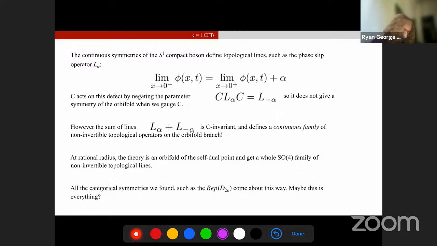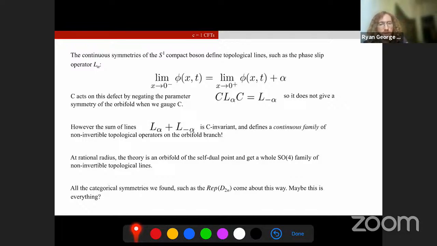So if you start with this S1 compact boson with its rotation symmetry, then the topological defect that corresponds to that is this phase slip defect. It's one where you impose, say, here's the defect at x equals zero. So you impose boundary conditions that phi from the left and phi from the right differ by some factor alpha. And this is a topological defect. You can actually check it by looking at the stress tensor, which only involves derivatives of phi, which are continuous across it.